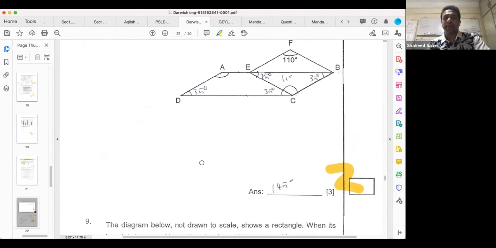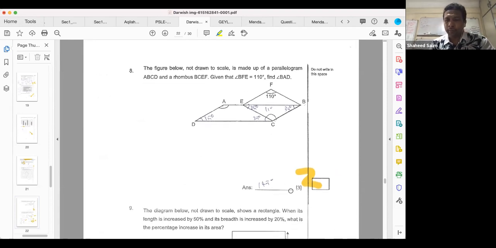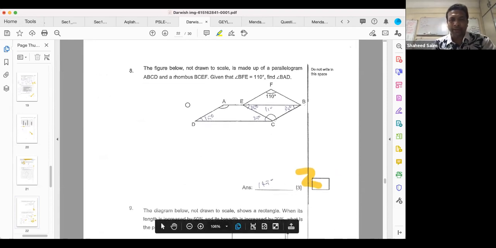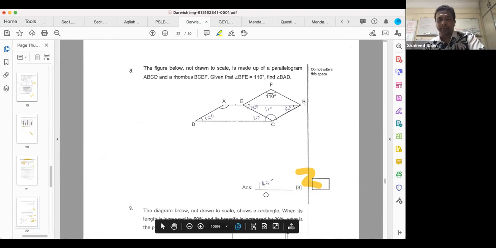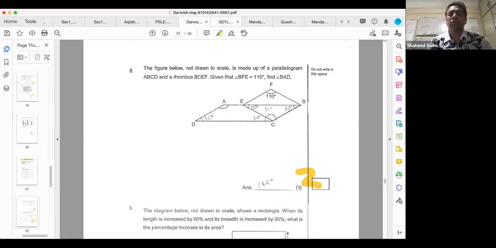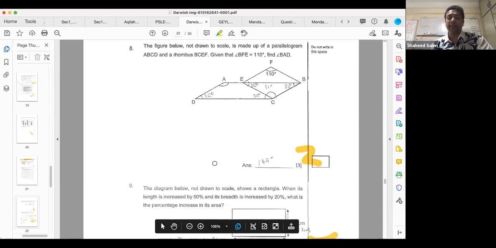Okay, this one again. Down here, your full marks is 3 marks. I gave you 2 because I can see some of your working here. But it's good to just add on, at least for the last part. How do you get 145? It's 180 minus 35 down here. So you get this. It's good to have your working, especially for the last part.